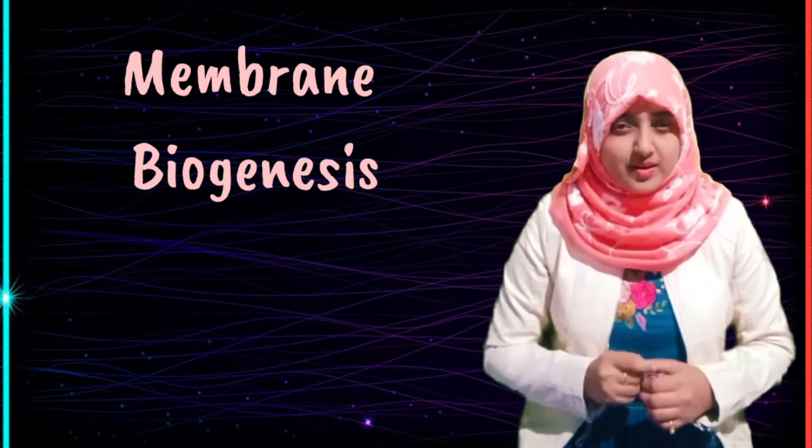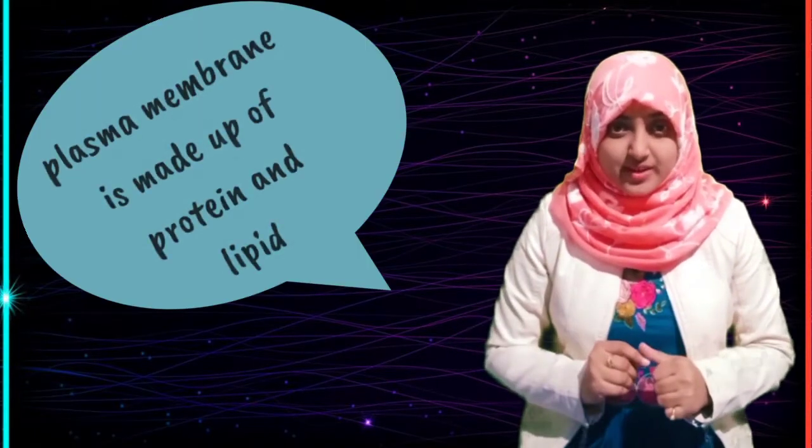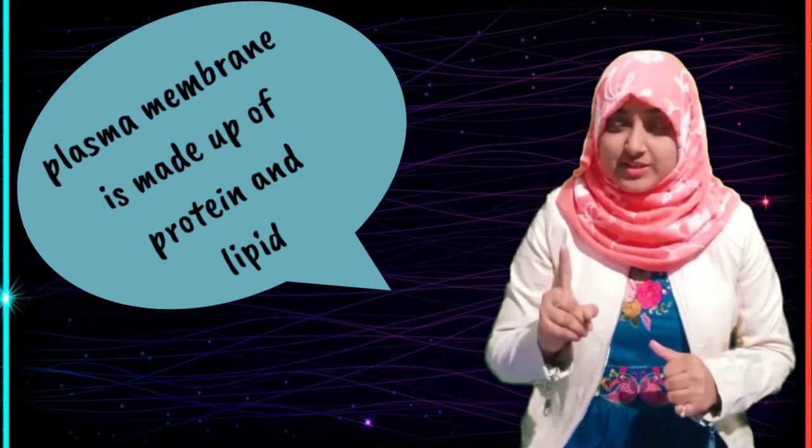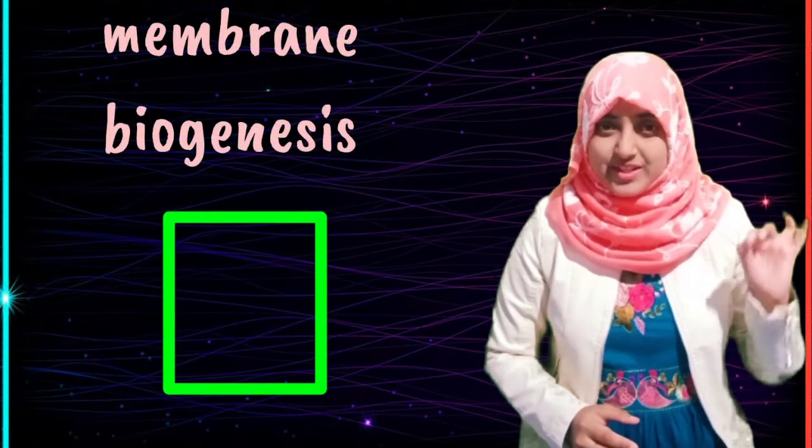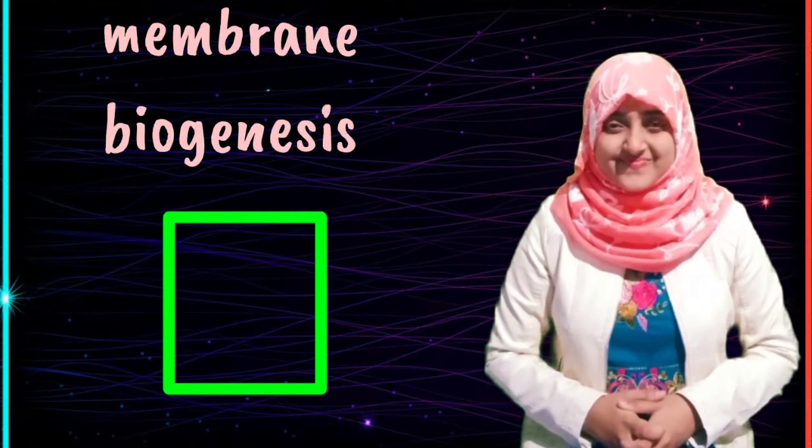Now, if you remember, we had discussed in the plasma membrane topic that the plasma membrane is made up of proteins and lipids. Remember? So, some of the proteins and lipids which are synthesized by endoplasmic reticulum help in building up this plasma membrane, and the process is called the membrane biogenesis. So that is about the endoplasmic reticulum.